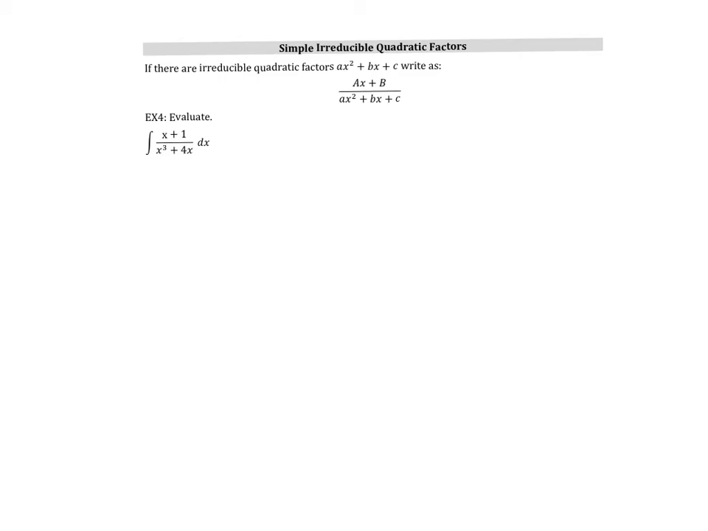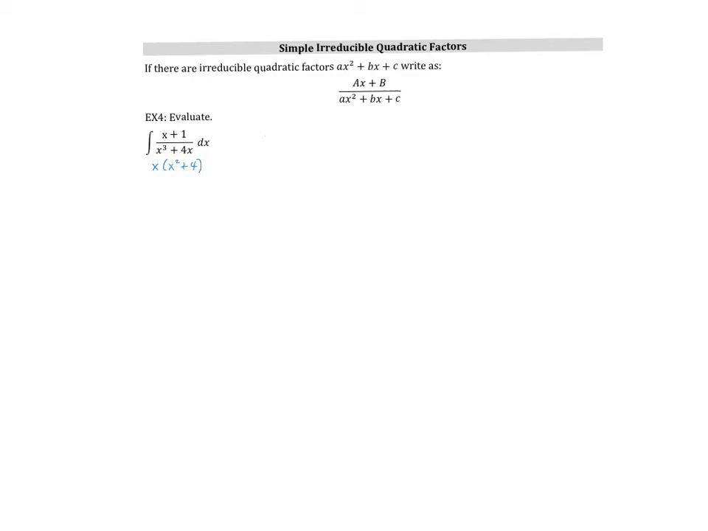So we've been looking at linear factors, which are real simple, but things can get complicated. Notice that if I were to factor my denominator, I have a common x. I end up with x squared plus 4. That's a quadratic factor, and I can't factor that further because it's a plus, not a minus.